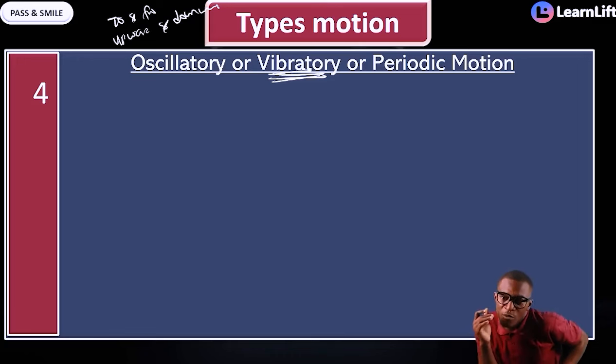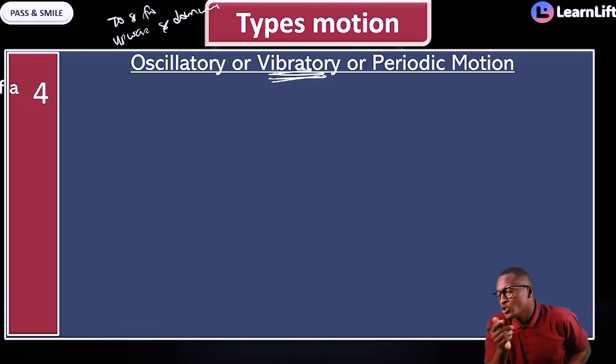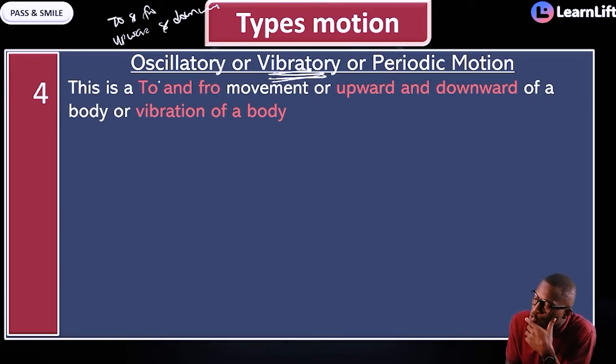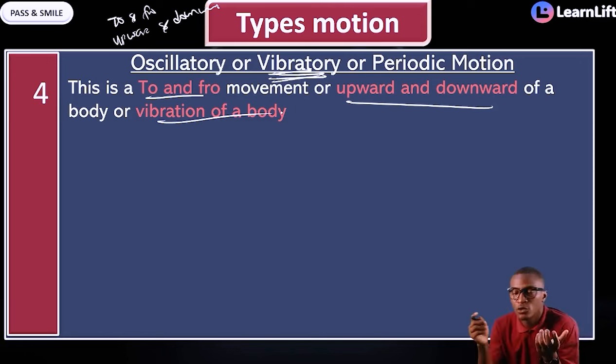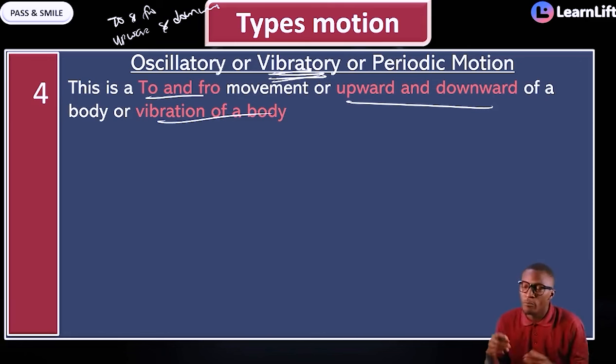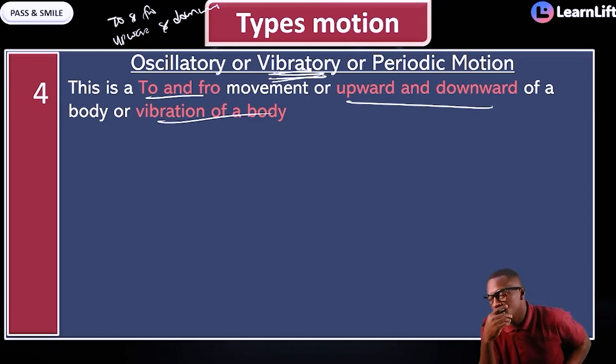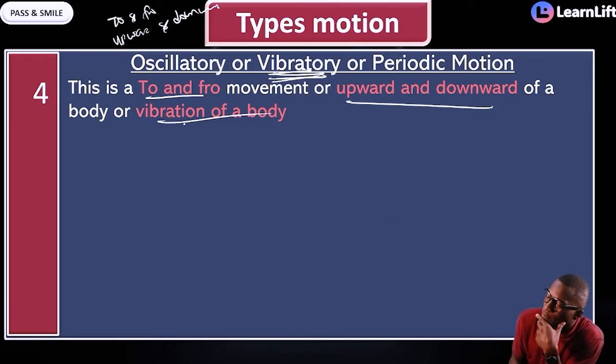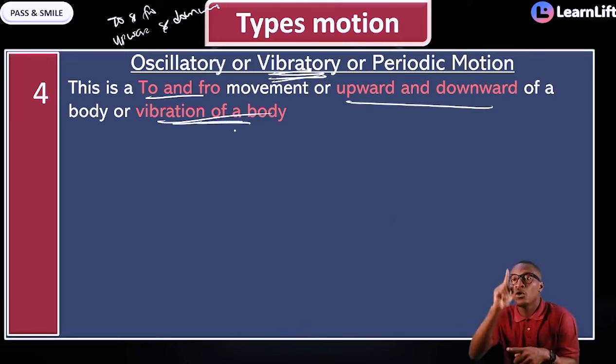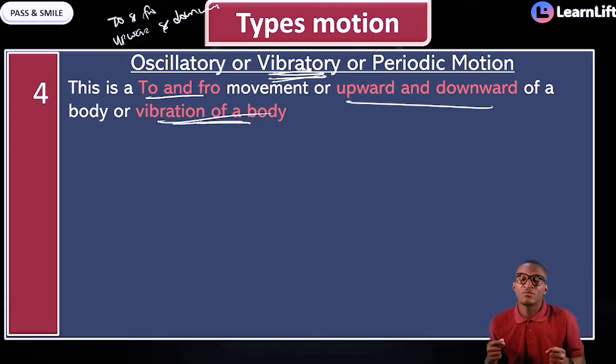Where are we, everybody? Quickly. Now, what is the definition of oscillatory? Take note that it is your to and fro movement, upward and downward, or we said it is the vibration of a body. So when you enter the exam and they say to and fro, upward and downward, just shout, tell them oscillatory. We said it is also called your vibratory motion, because if you're moving upward and downward or sideways, you are said to vibrate.